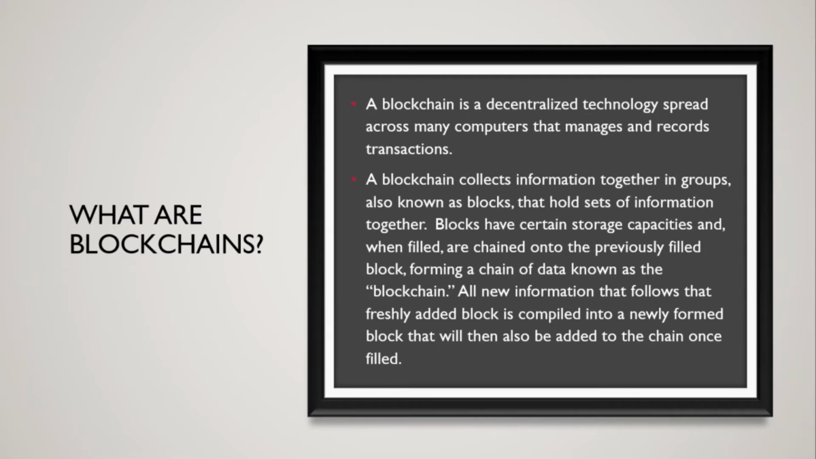A blockchain collects information together in groups, also known as blocks, that hold sets of information together. Blocks have certain storage capacities and when filled are chained onto the previously filled block, forming a chain of data known as the blockchain. All new information that follows that freshly added block is compiled into a newly formed block that will then also be added to the chain once filled.